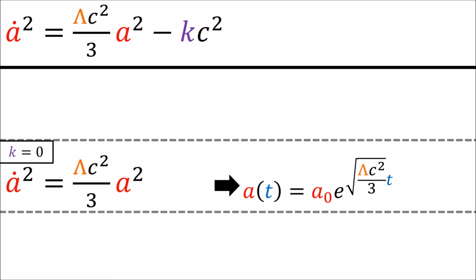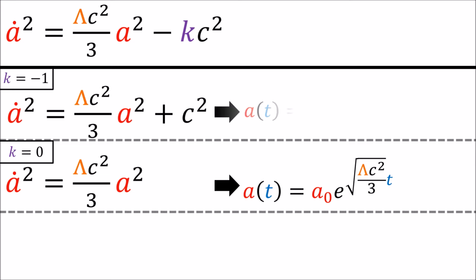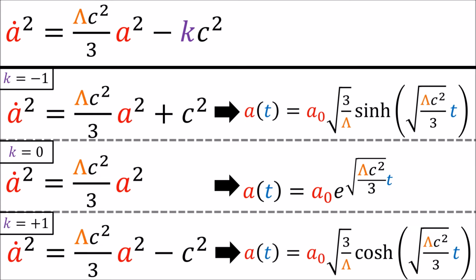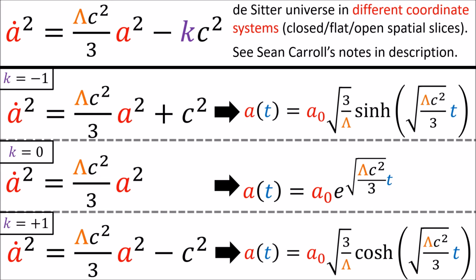It turns out we can also get de Sitter universes for k equals -1 and +1. Even though these solutions look different, they actually describe the same de Sitter universe where we've chosen coordinate systems with spatial slices that are either open, flat, or closed.